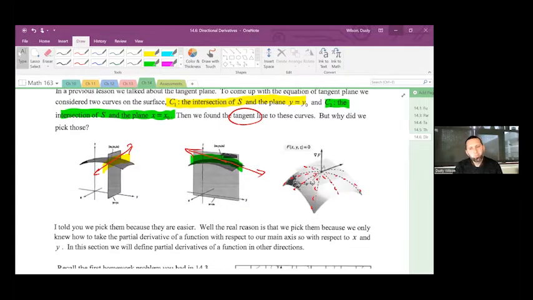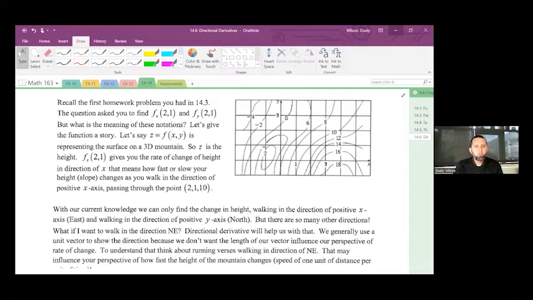Well, the real reason that we picked them is because we only knew how to take the partial derivatives of a function with respect to our main axes. So that is with respect to x and y. In this section, we're going to define partial derivatives of a function in other directions. Recall the first homework problem you had in 14.3.